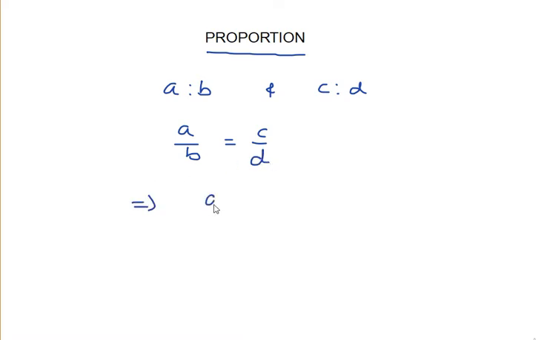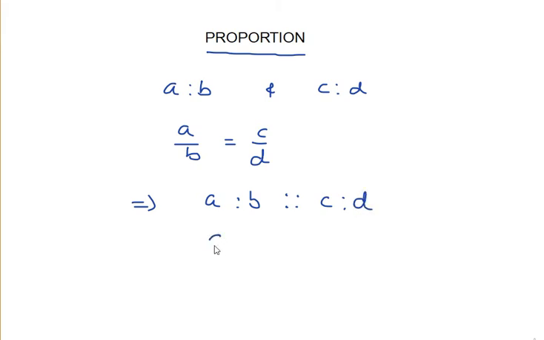Everyone, now we are going to start proportion. What is the meaning of proportion? If we have two ratios, A ratio B and C ratio D, if I say A ratio B is equal to C ratio D, then I will say these two ratios are in proportion. The sign of proportion is these four dots, and I will write like this.